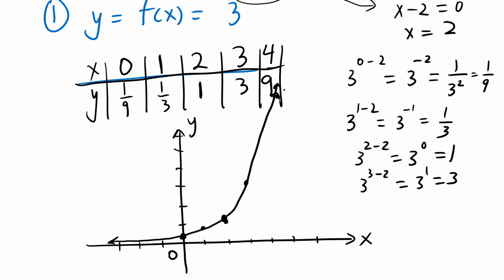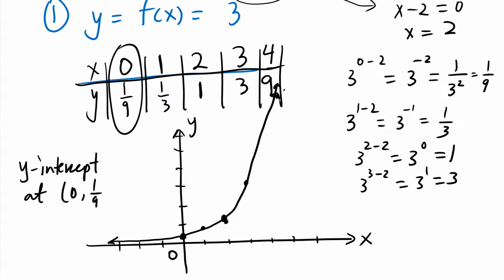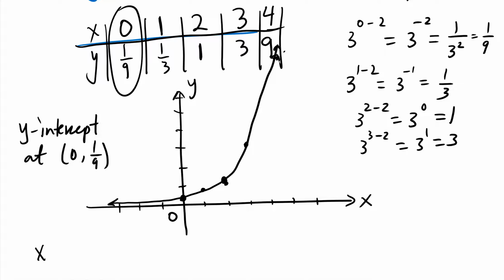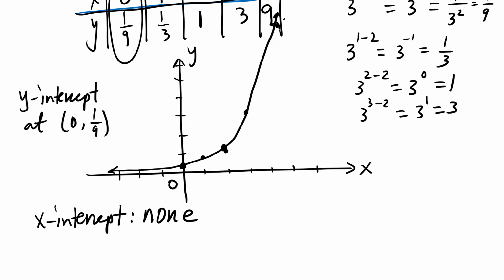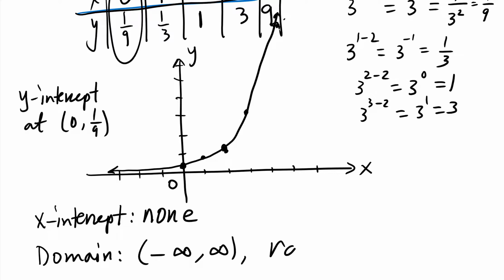As you can see, the y-intercept is this point. So y-intercept at 0, 1/9. X-intercept is none. Domain is all real numbers. Range is 0 to infinity.